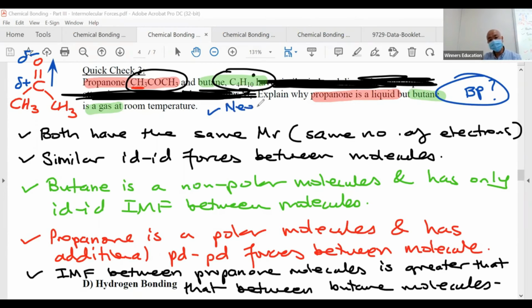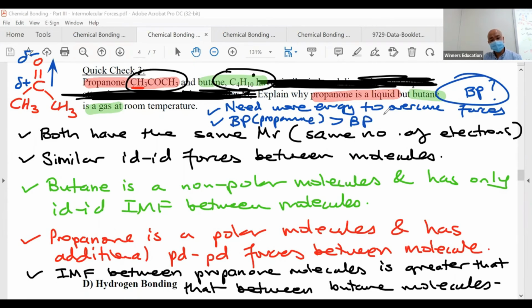Therefore, need more energy to overcome these stronger forces. And therefore, the boiling point of propanone is higher than the boiling point of butane. And therefore, haven't closed it, propanone must go back to the question, is a liquid while butane is a gas.